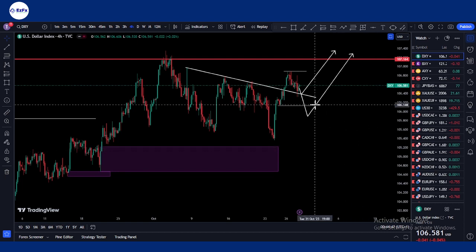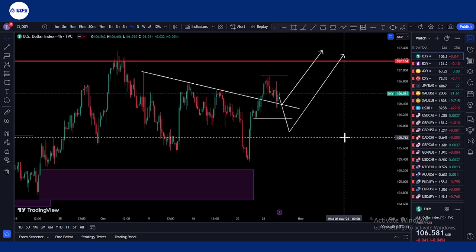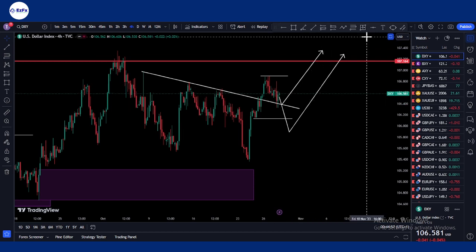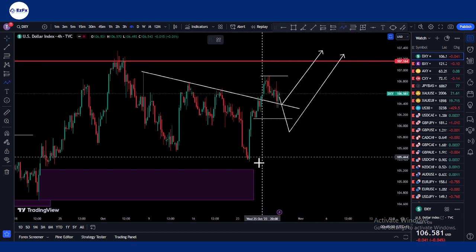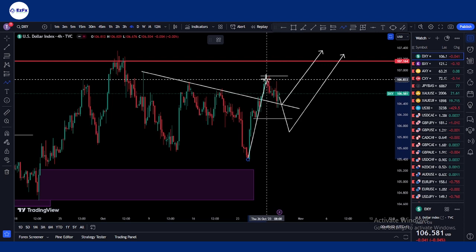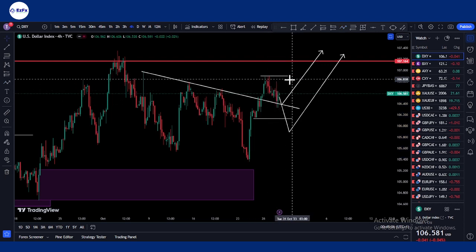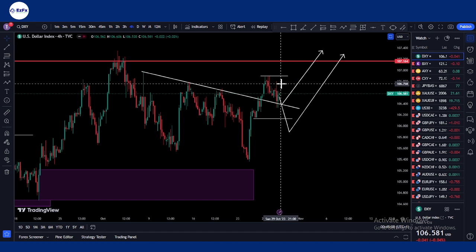All right, and as you can see here, my overall bias would still be for us to continue being bullish on DXY. However, there are some things I just want you to note, and I've already marked them out on my chart. Now, first off will be for us to have a sort of break and retest scenario, which will be this. All right, break of this trend line, retest of the trend line, and then we'll continue for our bearish move.